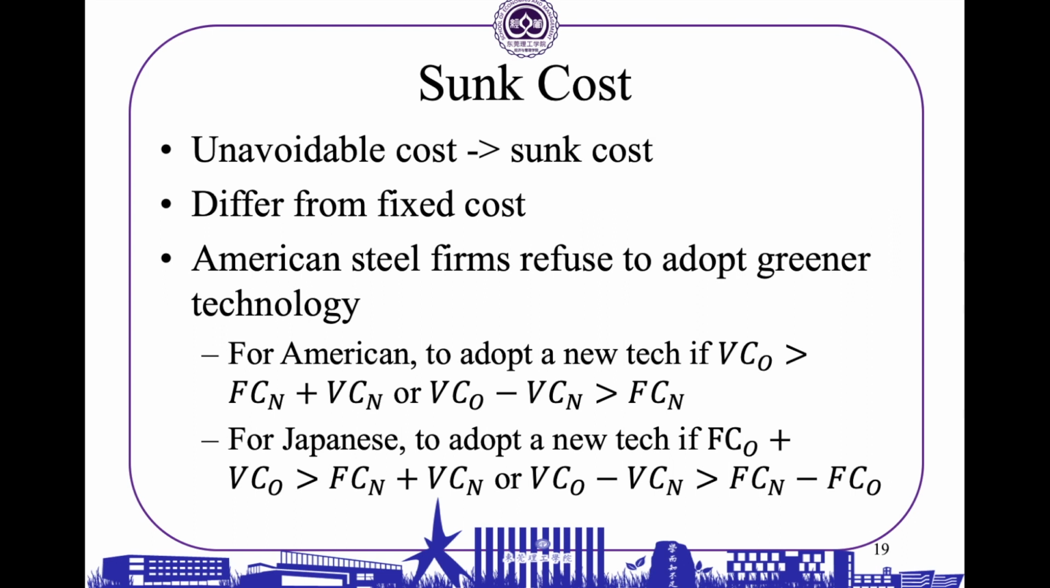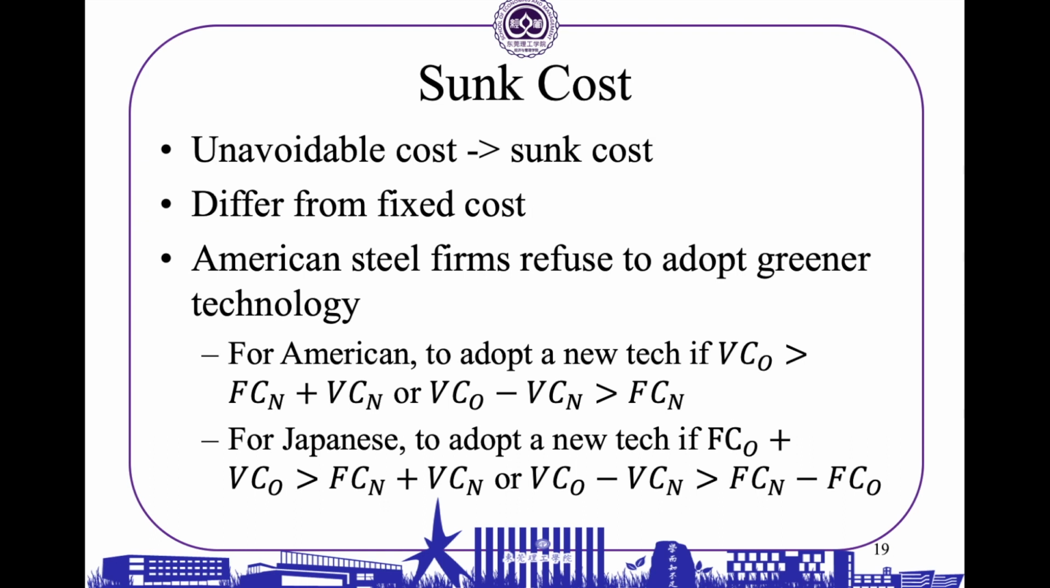Some cost is avoidable, but others are not. We can call this cost the sunk cost. It is different from fixed cost. The importance of sunk cost can be illustrated by the following example. Established American steel firms were unwilling to invest in continuous casting technology, even as new Japanese firms building greenfield facilities did adopt the new technology. The new technology had higher fixed cost but lower variable operating cost.